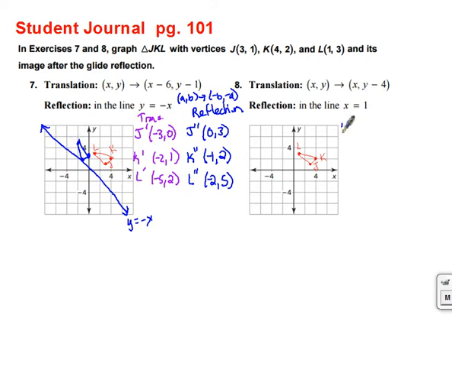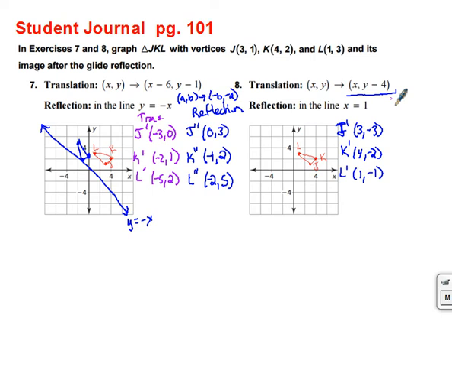So let's check this out real quick. Same thing, let's do J. We're going to plug in our points into this right here. On J, our x is going to stay the same, so it's still 3. Our 1 plugs in, and 1 minus 4 is negative 3. On K, our 4 is the same, but then our 2 plugs in, and 2 minus 4 is negative 2. And on L prime, our 1 stays the same. Our 3 goes 3 minus 4, which is negative 1. Alright, so this is after the translation.